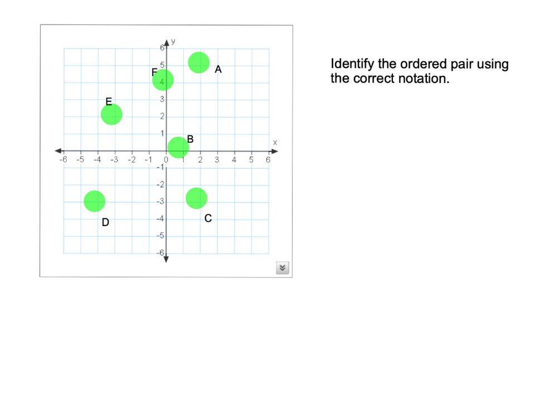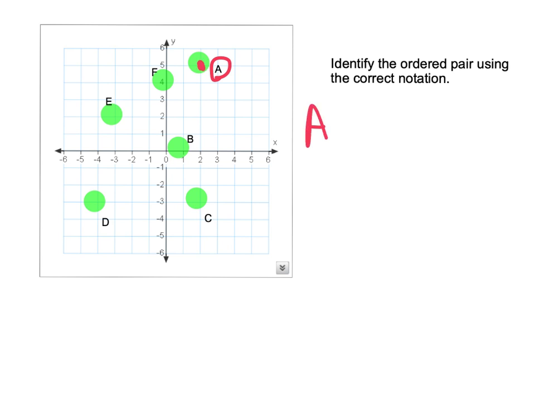Now I'd like you to actually write the coordinate pair. Remember, coordinate pairs always have those parentheses and a comma between the two coordinates. That's communicating with whoever's looking at it that you're talking about a coordinate. So we'll do letter A together. Letter A is right here. Well, that's the letter. The actual point is right there.